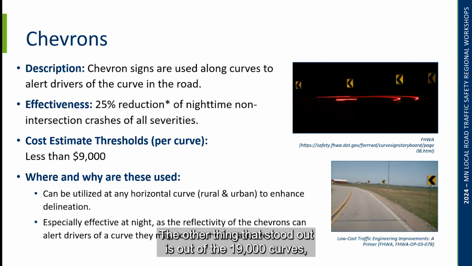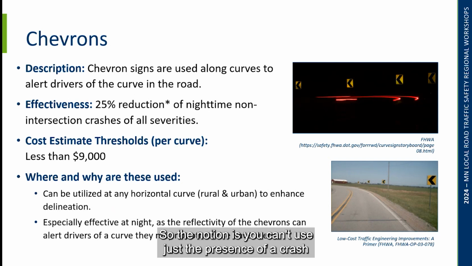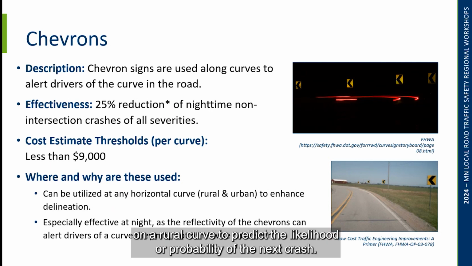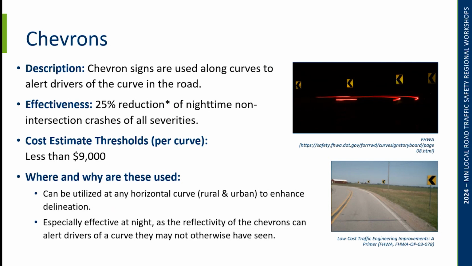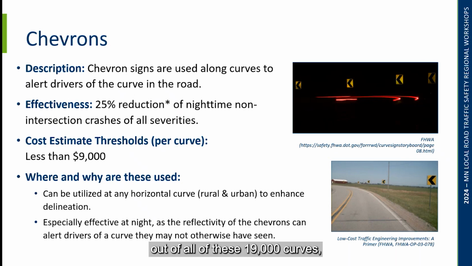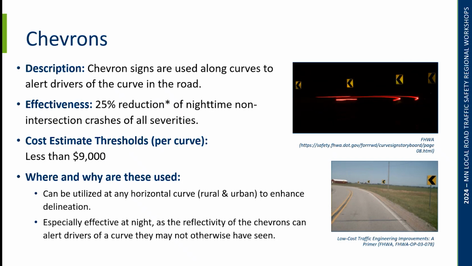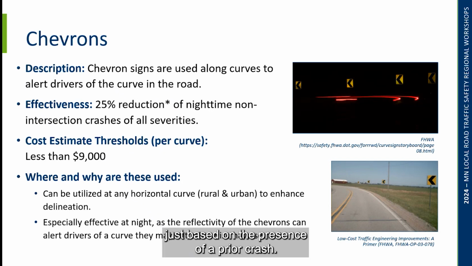The other thing that stood out is out of the 19,000 curves, 95% of them had not had a prior crash. So the notion is you can't use just the presence of a crash on a rural curve to predict the likelihood or probability of the next crash. And so we had to come up with a new analytical process that would allow us to predict out of all of these 19,000 curves, which ones were the highest priority, and that priority could not be made just based on the presence of a prior crash.